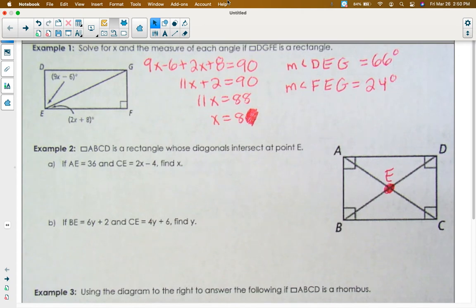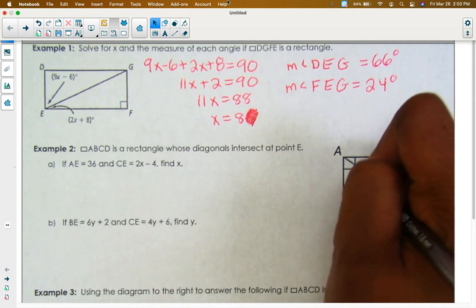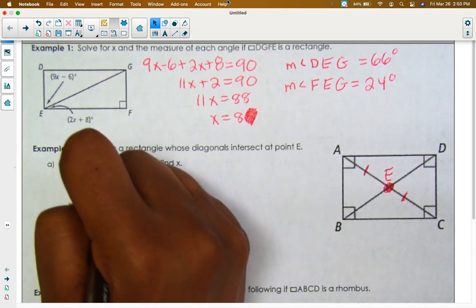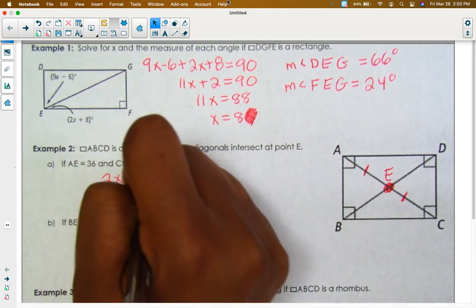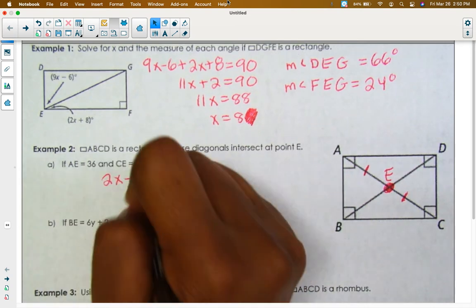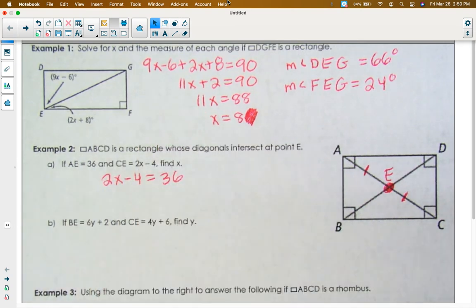I know that rectangles, their diagonals are congruent to each other. So I know that AE is congruent to CE. So we can put our tick marks up here, because I know that they are congruent to each other. AE is 36 and CE is 2x minus 4. So I can set those equal to each other.